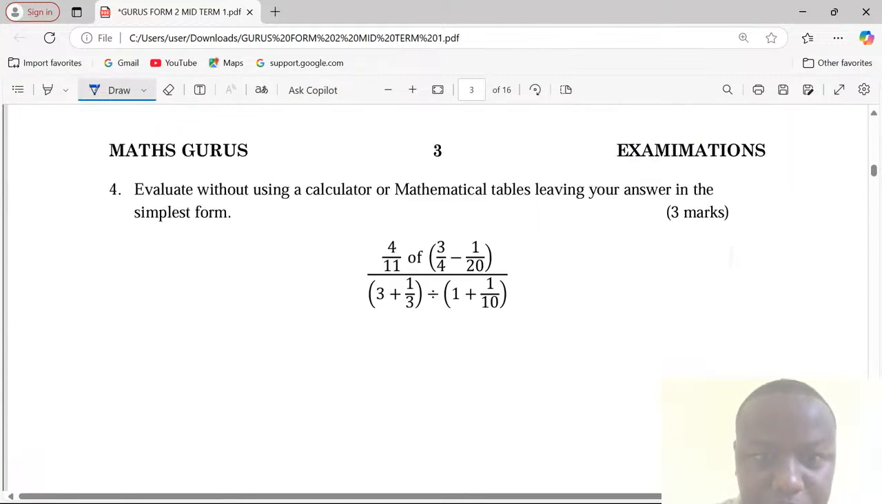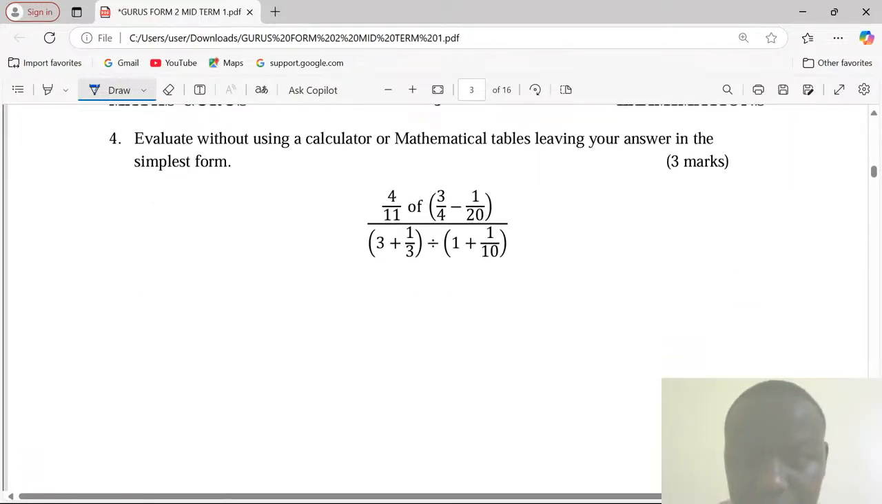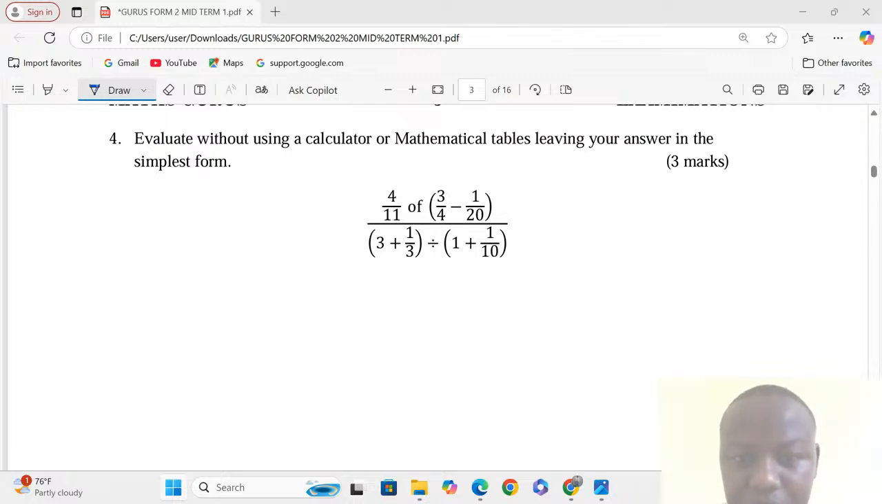So we'll be proceeding to number 4, a question on fractions. This one I hope you guys can even solve.